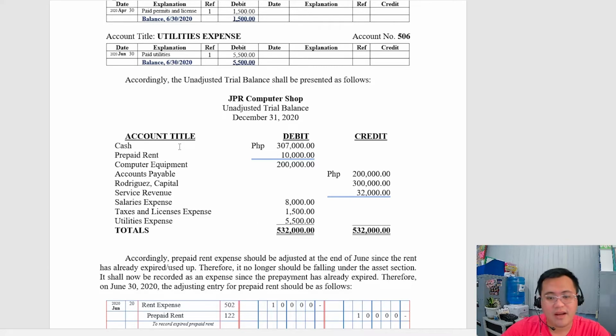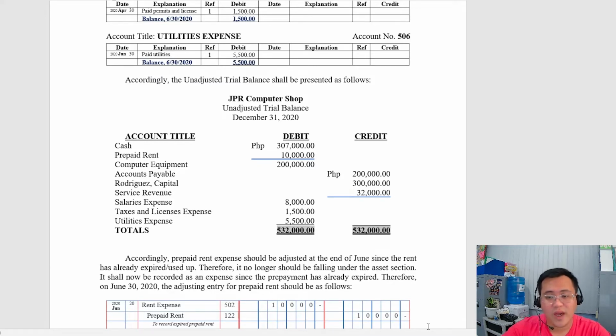So we have here our unadjusted trial balance. Now, if you could recall, our second account here is prepaid expense and not prepaid rent. So ideally, to reiterate, the rent has not expired yet because you have not consumed the rent, so we have to record it under prepaid rent. And take note that our previous balance was also 532,000 pesos.